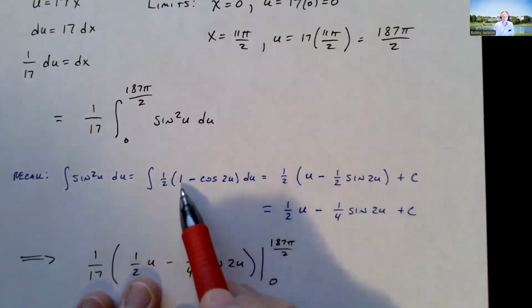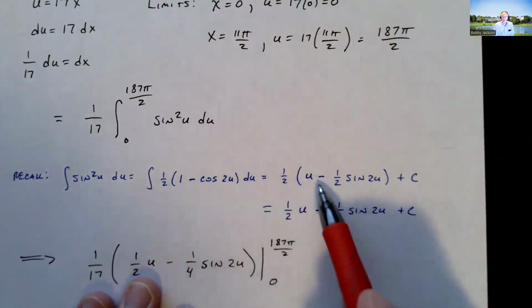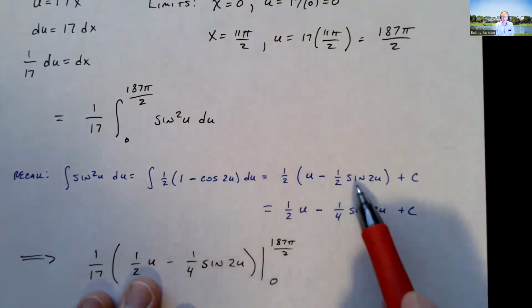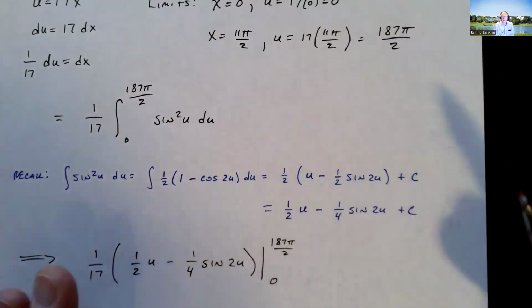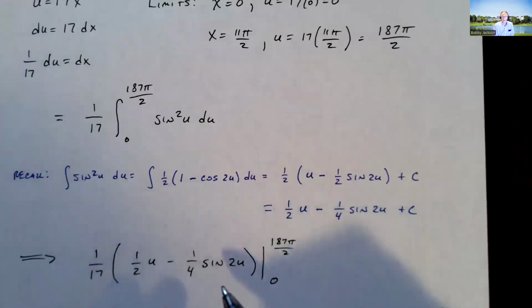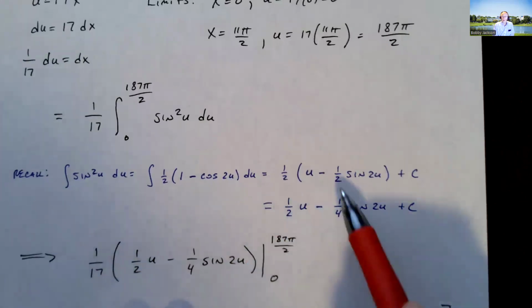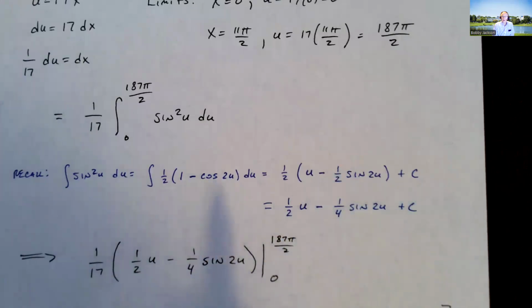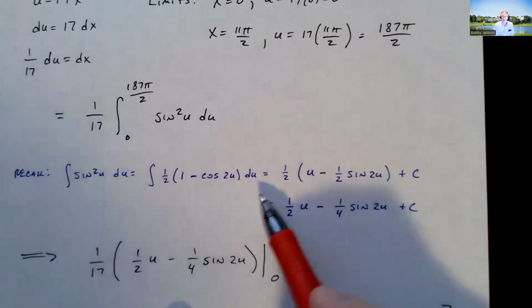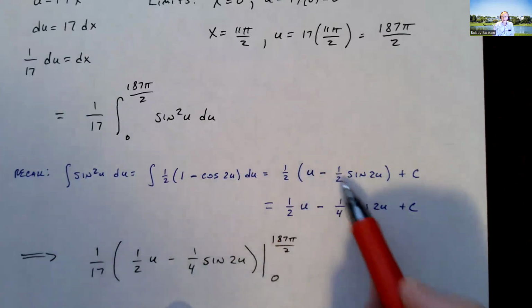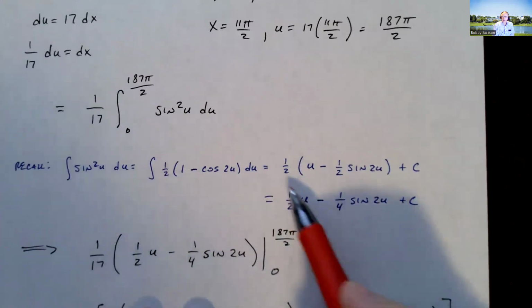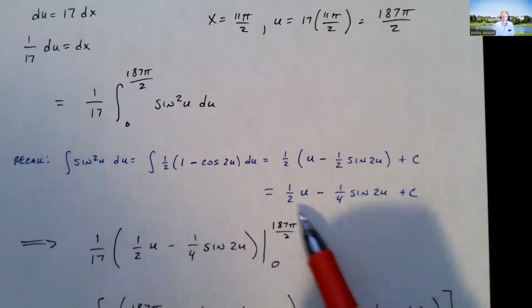And then what's the antiderivative of 1 with respect to u? It's u. What's the antiderivative of cosine of 2u? Well, it is 1/2 sine of 2u. And the 1/2 comes from a simple substitution, right? If you let w be 2u, then dw is 2 du. And so 1/2 dw would be du. And so we would have that 1/2 out there. Cleaning this up, distributing the 1/2 through, it gives me this. And so here's my antiderivative.